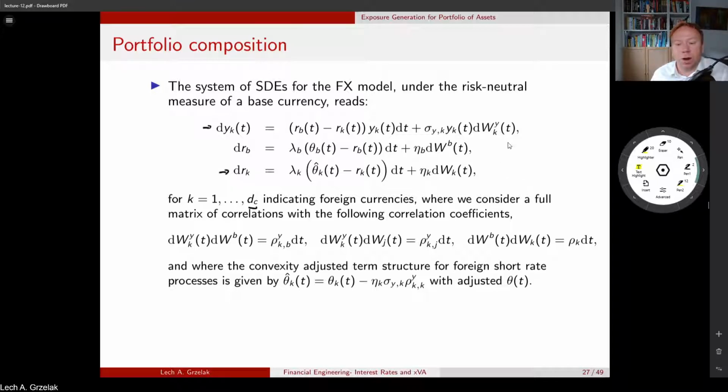Then therefore we need to have a multi-dimensional system of stochastic differential equations. So here we have 2 times DC: one for foreign exchange, from 1 until DC, and one for interest rates, from 1 until DC, plus 1 for interest rates in the base currency. And those exchange rates will bring each of those kth currencies to the base currency. This is important. So we see the system of stochastic differential equations can be quite large, especially if the portfolio would involve multiple assets in multiple currencies.